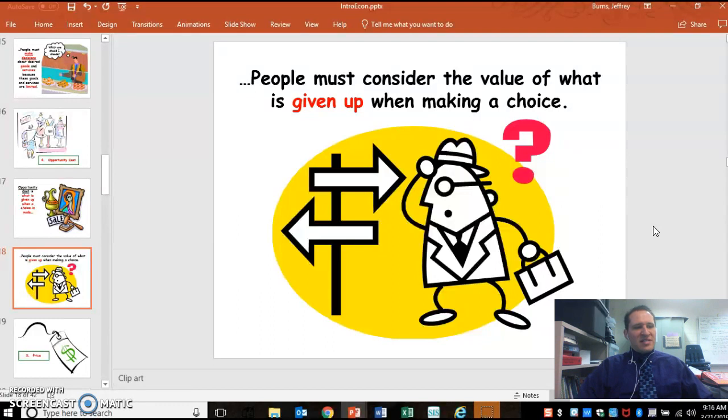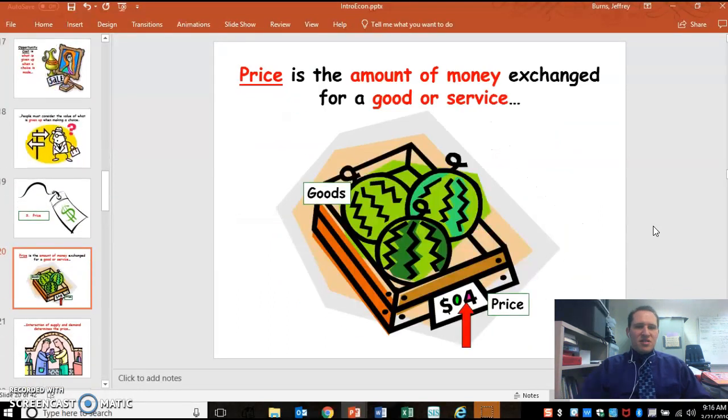All right, let's go to the next slide. Number 5 is price, and price is how much money is exchanged for a good or a service. So if I say these watermelons here are $4, they are goods because they are physical objects. The price, that's how much you exchange. It's kind of what you agree to.